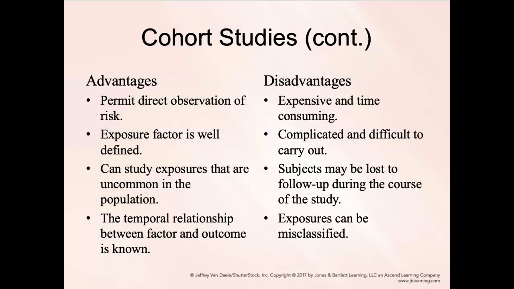Some disadvantages are that they can be really expensive and time consuming. Cohort studies can follow people over decades. This makes them really complicated and difficult to carry out. We often lose subjects to follow-up during the course of the study, and if we have unequal loss to follow-up in cohort studies, it can lead to bias, which is something we'll talk about later on in the quarter. And then it is possible that we can misclassify people's exposure status, and that can cause issues in a cohort study as well.